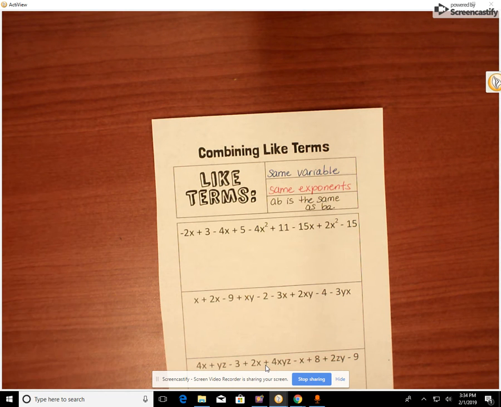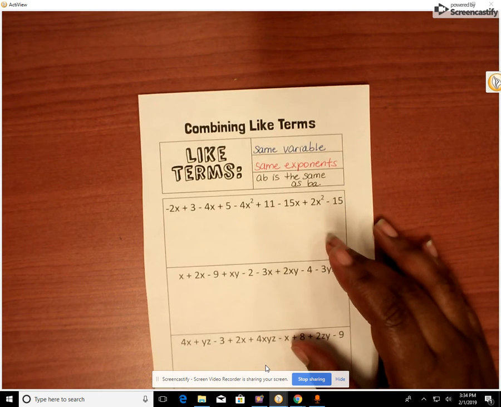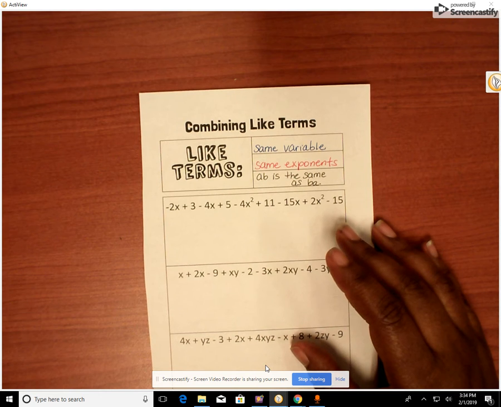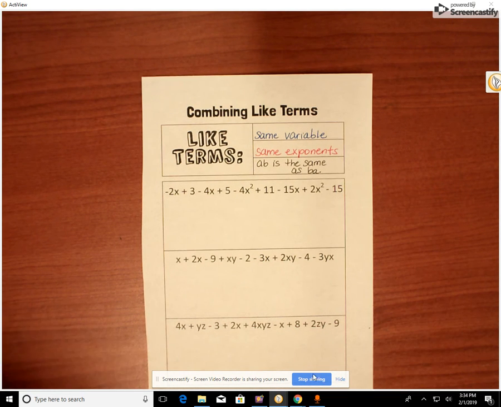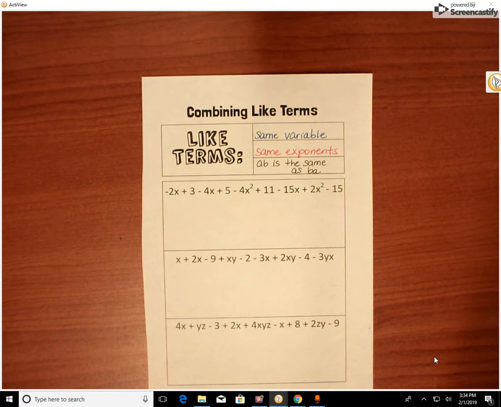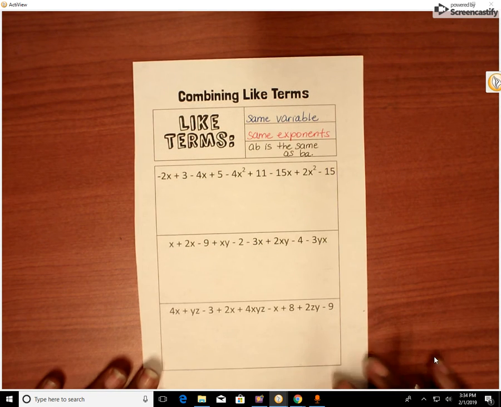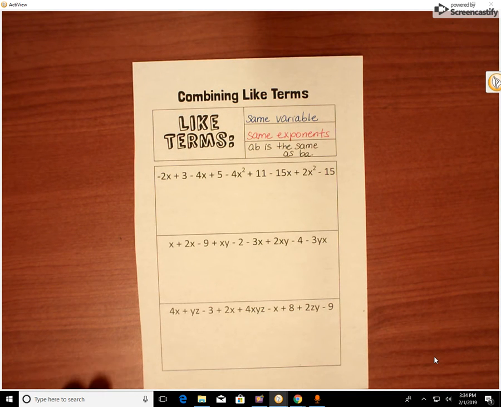Alright, so we're going to talk about combining like terms first. And with combining like terms, which is a seventh grade skill, we're basically doing a review so we'll know what to do with multi-step equations, which is going to be a video of its own. So combining like terms, this is the graphic organizer I did in class.